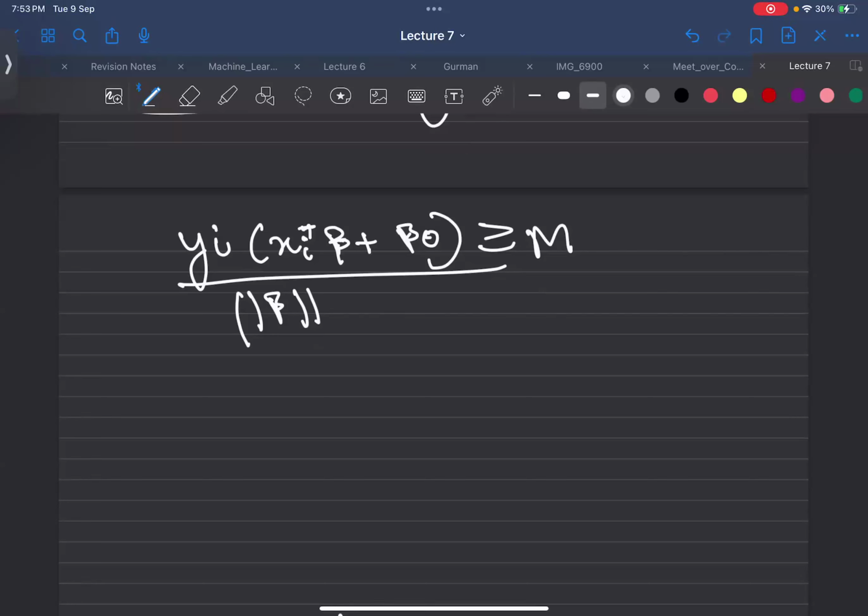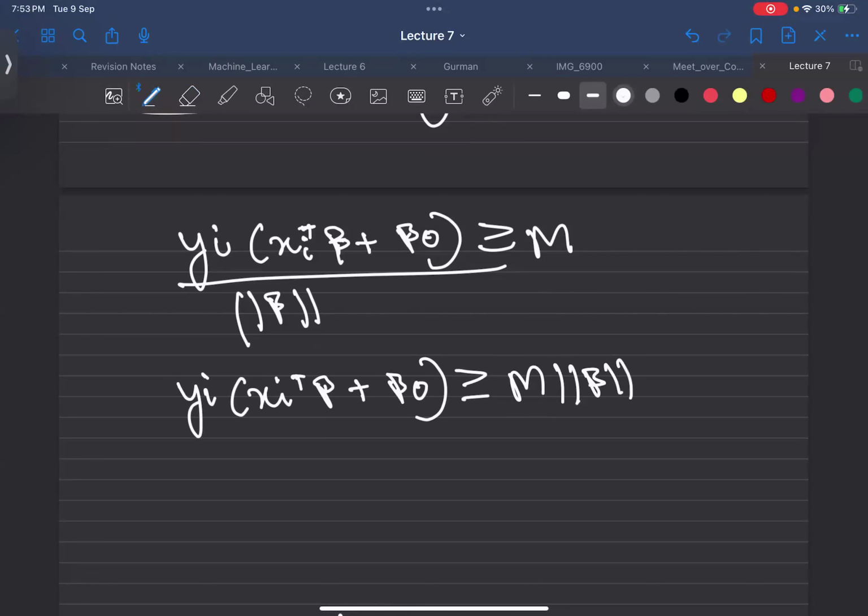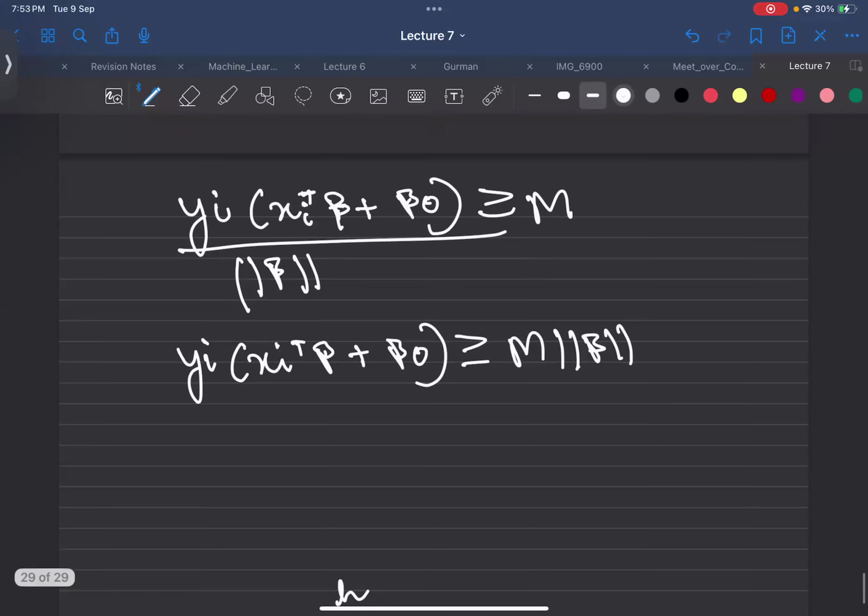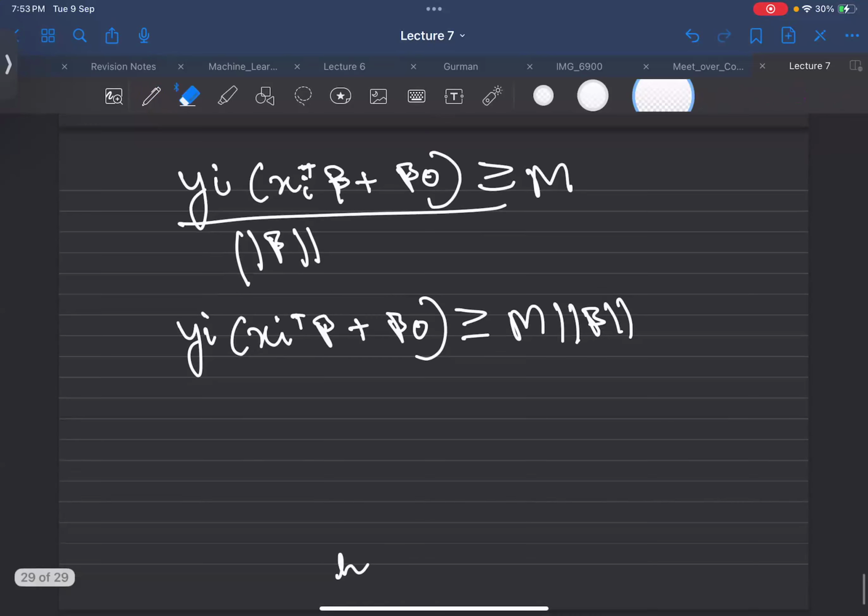Because if it's greater than m, it can go as large as it wants. So that's why I'm dividing by the norm of beta, as a normalization factor. Now if I shift this beta naught to the right hand side, correct? Correct till now?